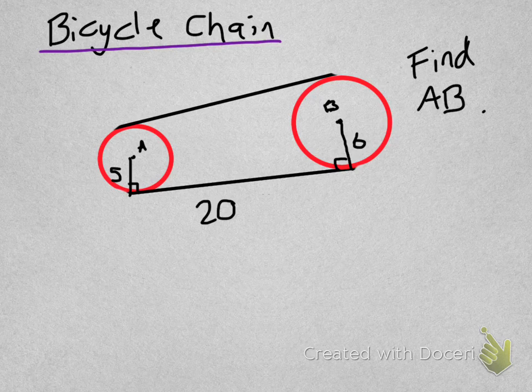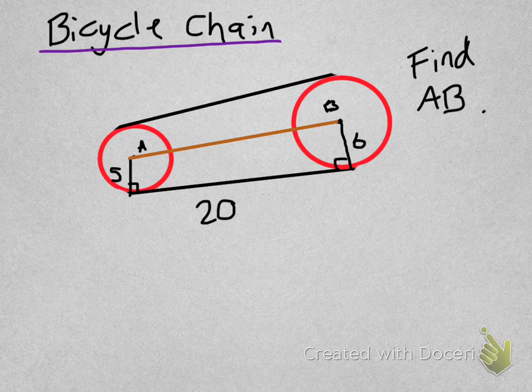If you look at a bike chain, next time you hop on a bicycle, you can notice that you're going to have two of these circles with a chain going around both sides of it. Now, here's the question. We want to find the length of AB, which I'll do in an orange color here. We're trying to find the length of that orange segment, AB.